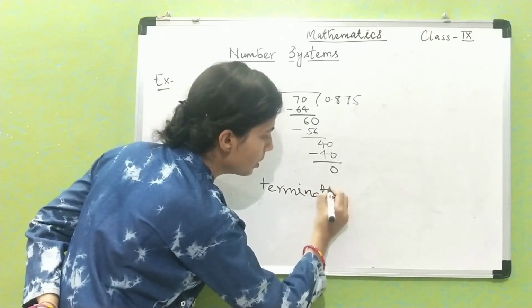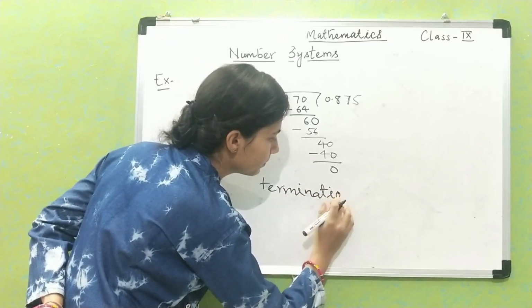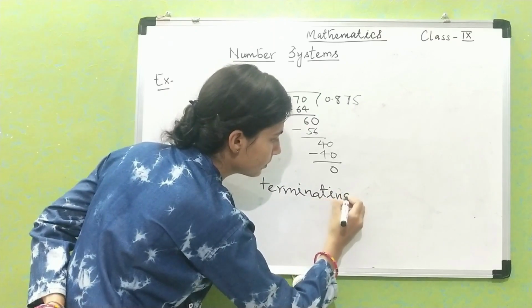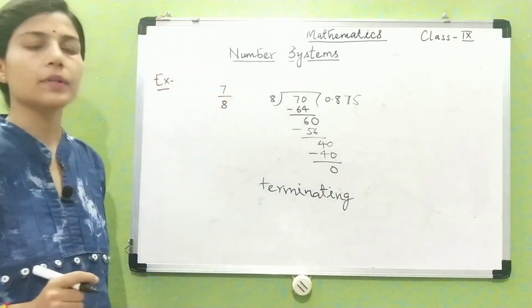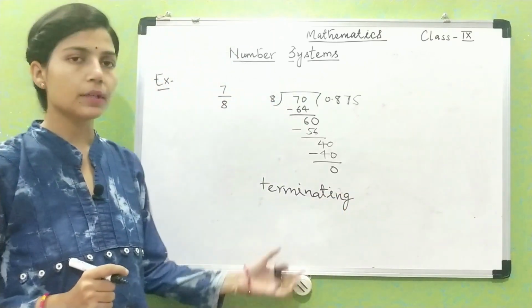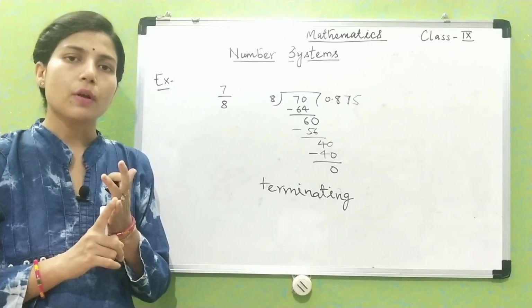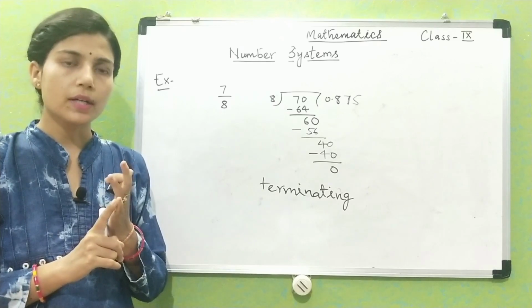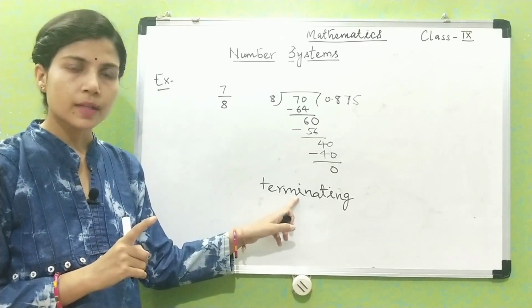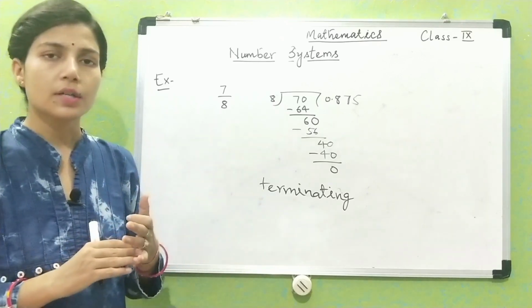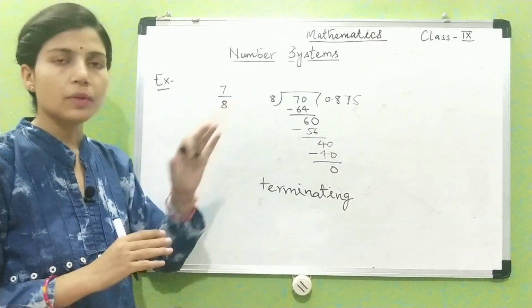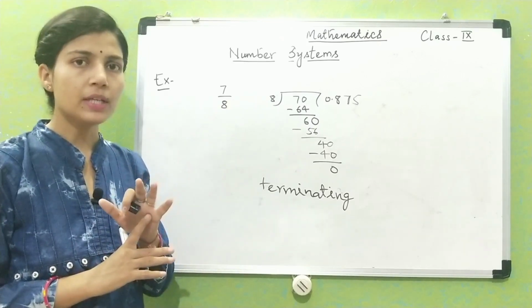Terminating, because it has stopped after certain steps. Okay, so there are two types of decimal expansion of a rational number. One is terminating. After going certain steps, the division will stop and the remainder will be 0.